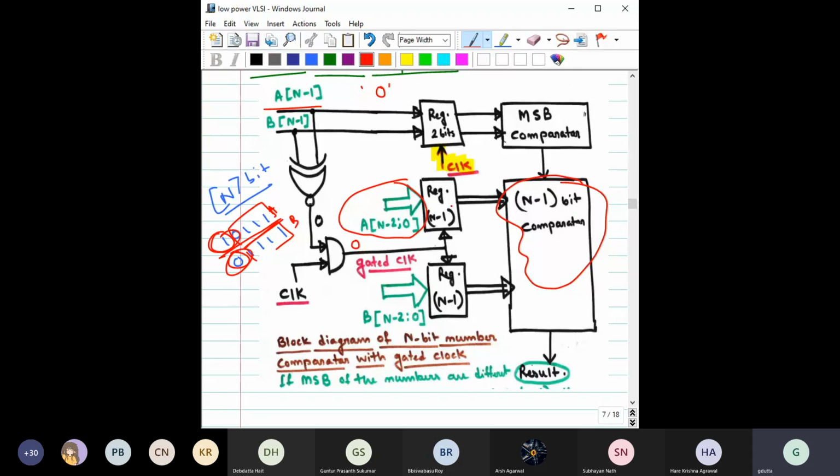So you can understand that for loading also, you have to just transfer it, which is some power dissipation. Again for comparison, some power dissipation. So if you can prevent that, then you also save a lot of energy, right?